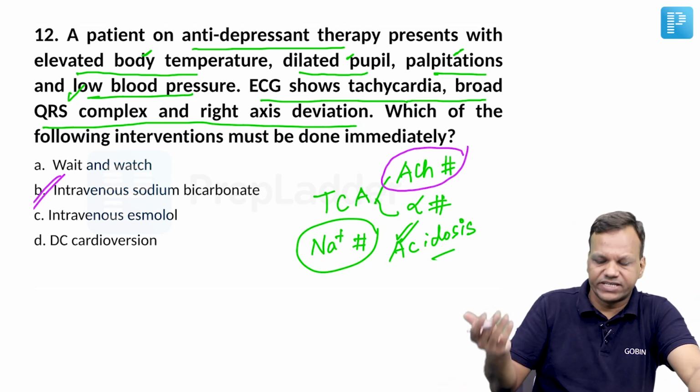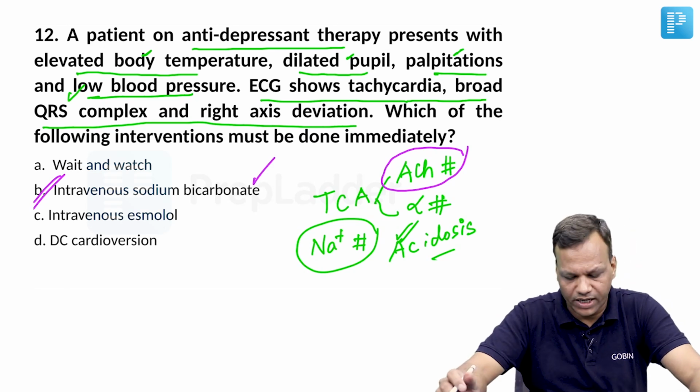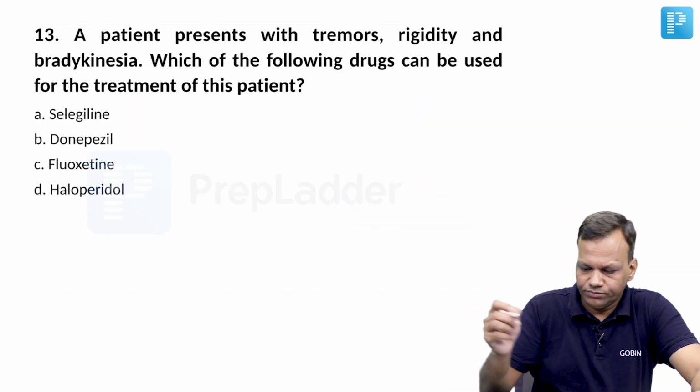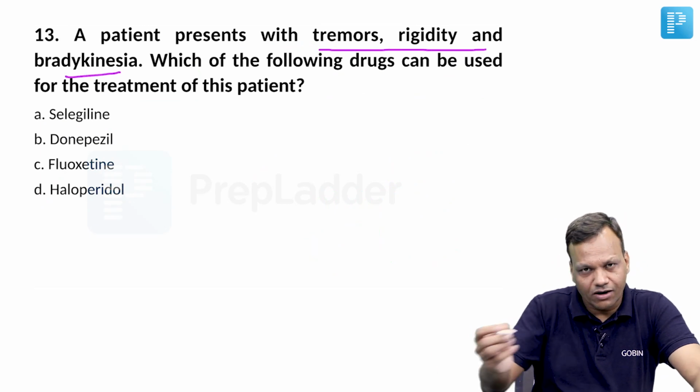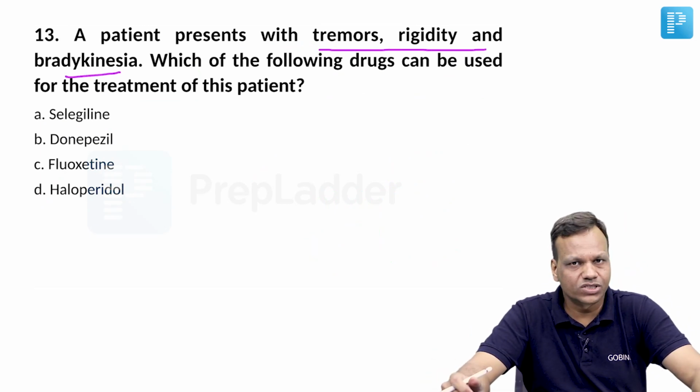Okay, so physostigmine is later, but the main thing is sodium bicarbonate. Okay, moving to the next question. A patient presents with tremors, rigidity and bradykinesia. Very easy question. What is the diagnosis?